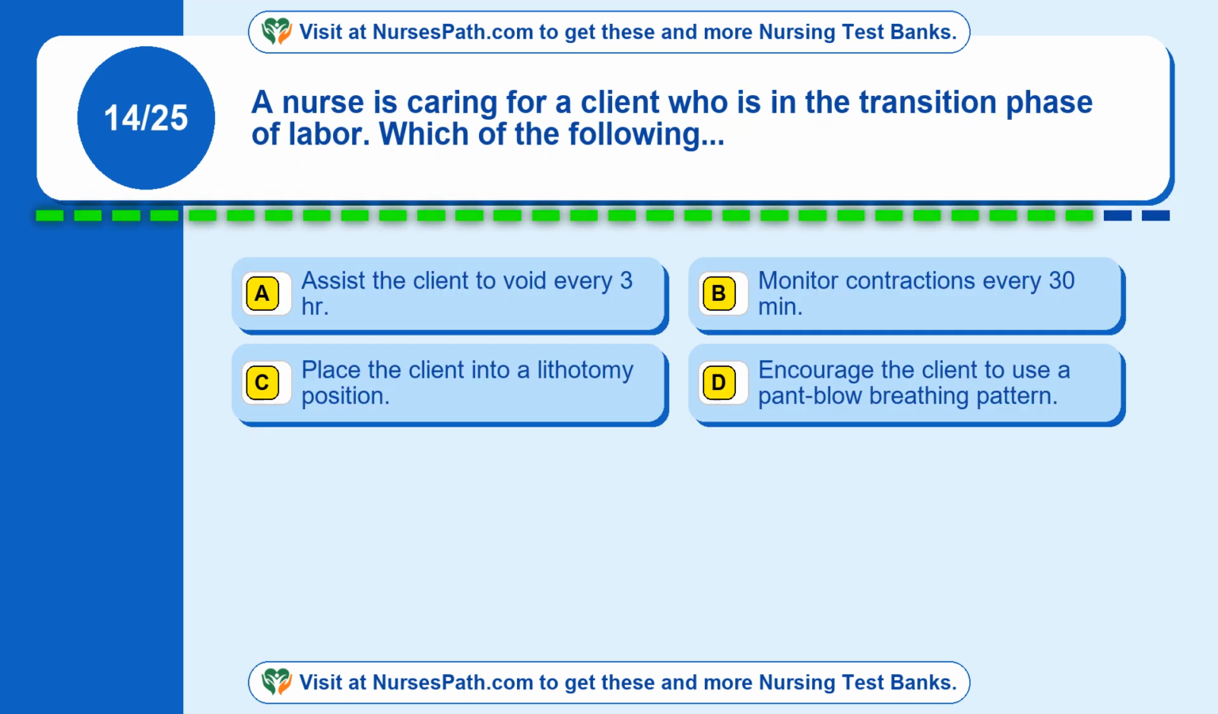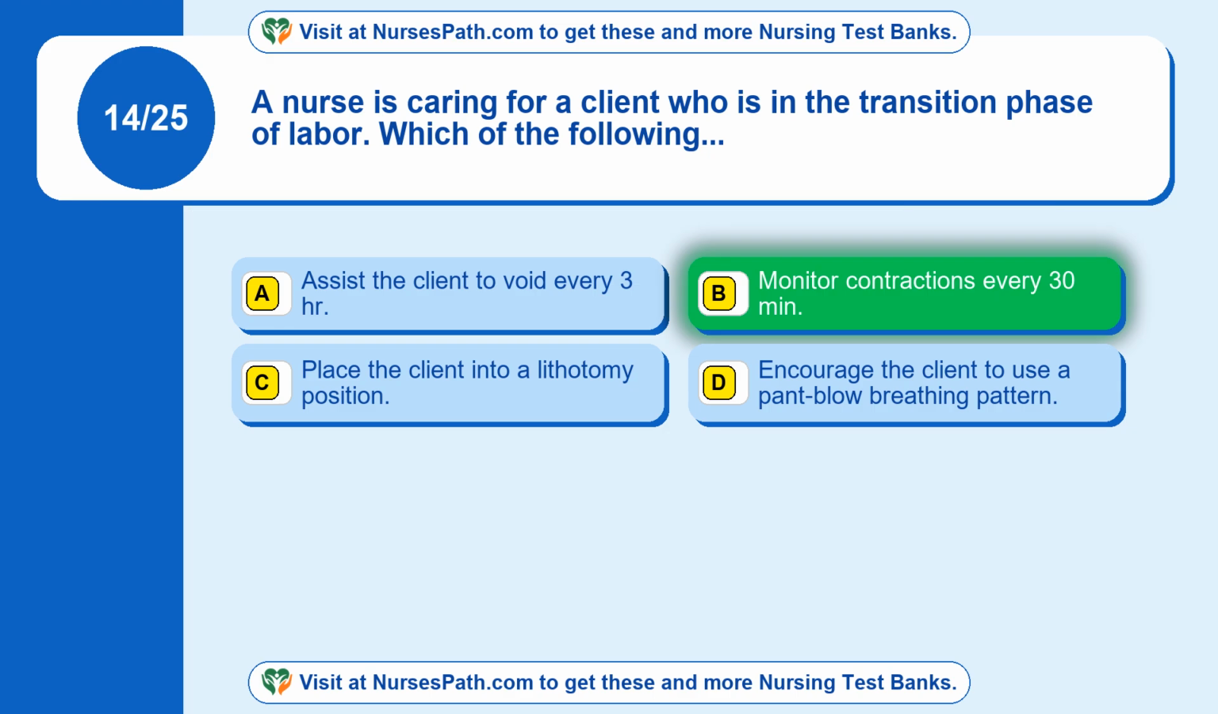Question 14. A nurse is caring for a client who is in the transition phase of labor. Which of the following actions should the nurse take? Option A. Assist the client to void every 3 hours. Option B. Monitor contractions every 30 minutes. Option C. Place the client into a lithotomy position. Option D. Encourage the client to use a Pamplo breathing pattern. The correct answer is option B.